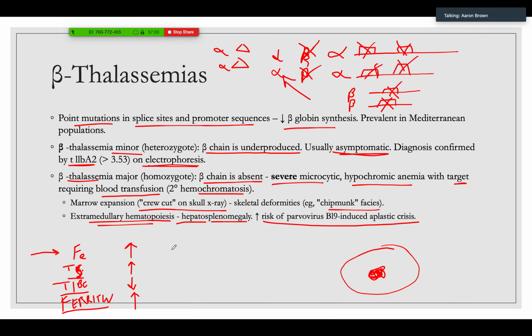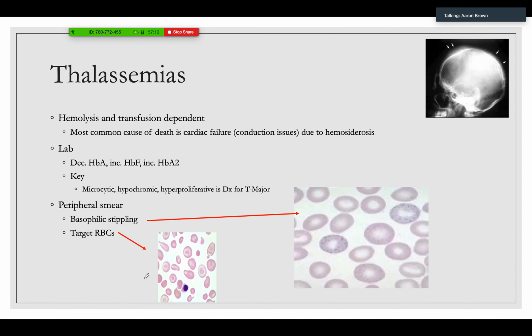These are not easy to do. And so if you can master these 4 for every condition that we do, you are going to be so golden when you take step 1, okay? They love asking these arrow questions.